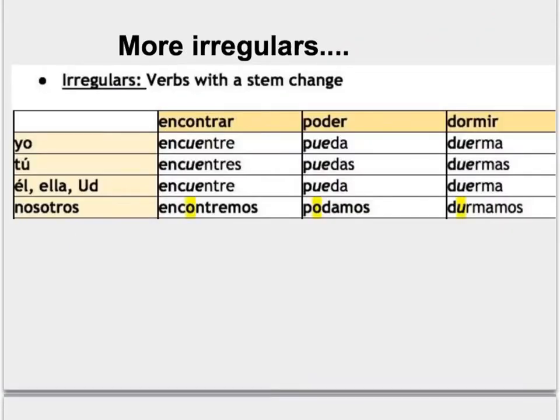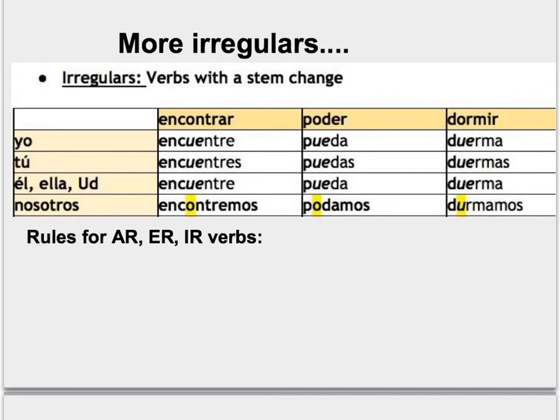All right, on to some more irregulars. Now, I don't know how much you have talked about stem changers in your various classes. Verbs that have a spelling change in the present tense. Encontrar, for example, is to find. And you know that the yo form in the present tense is encuentro. The o changes to ue. That happens with a lot of verbs. So the question is, what happens with that in the subjunctive?